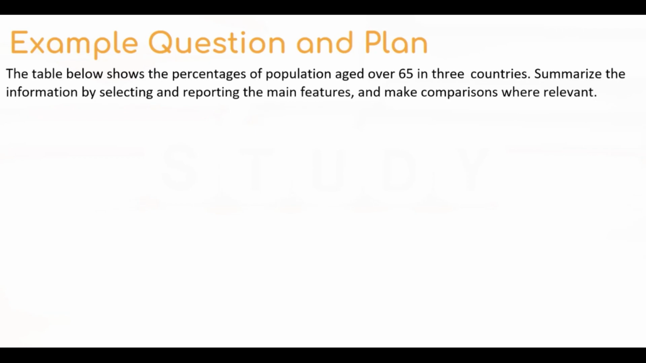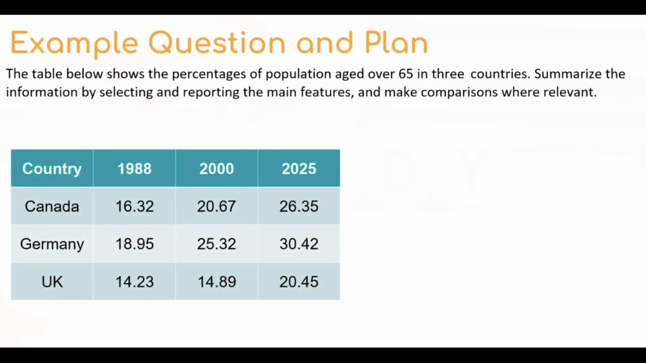The table below shows the percentages of population aged over 65 in 3 countries. Summarize the information by selecting and reporting the main features and make comparisons where relevant. Let's take a look at that table now. Okay, so we have 3 countries, Canada, Germany and the UK. And the 3 years are 1988, 2000 and 2025. So that is a predicted amount. The percentages are below, shown for 3 years for each country.